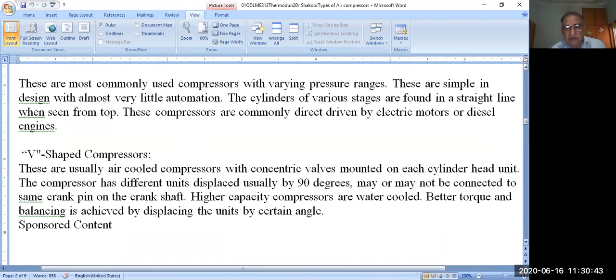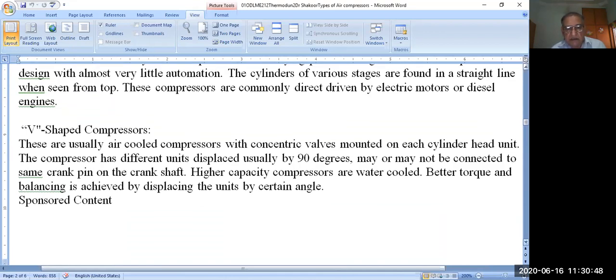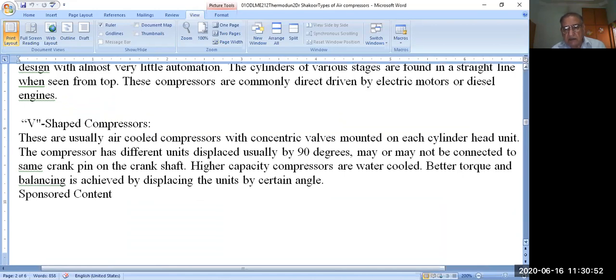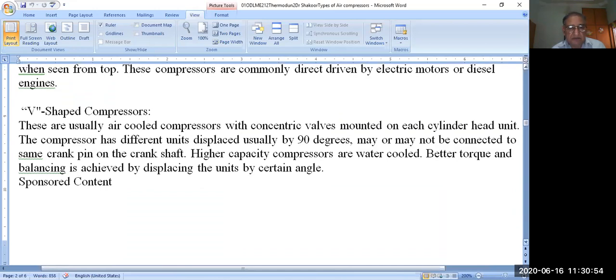The cylinders of various stages are found in a straight line when seen from the top. These compressors are commonly driven directly by electric motors or diesel engines.